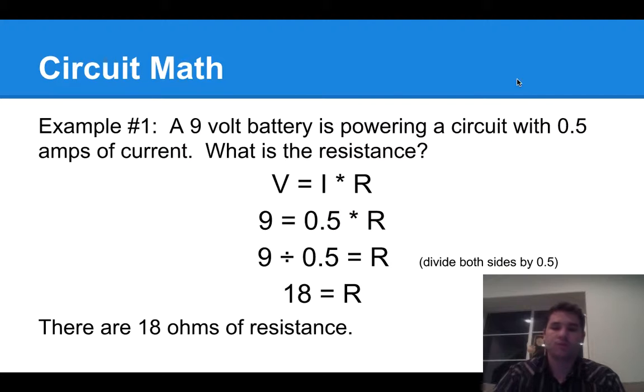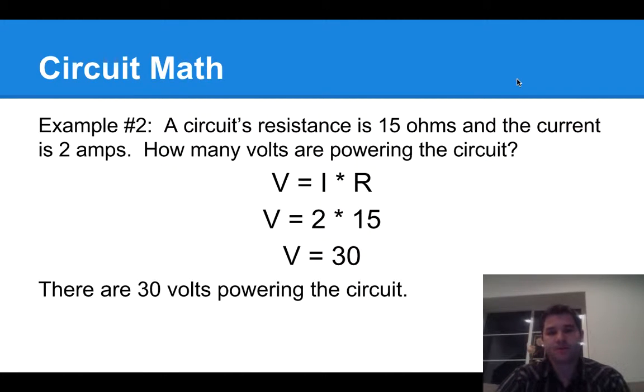Now is where we need to use algebra. Okay, since we are multiplying 0.5 times our unknown, we have to undo that action by dividing both sides by 0.5. Once we do that, we will find that R equals 18. So there would be 18 ohms of resistance in this circuit.